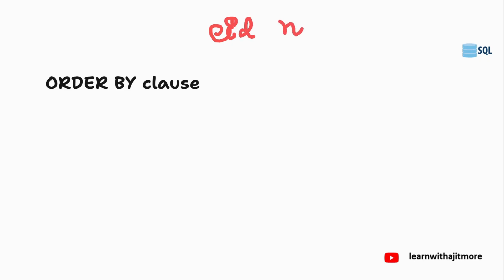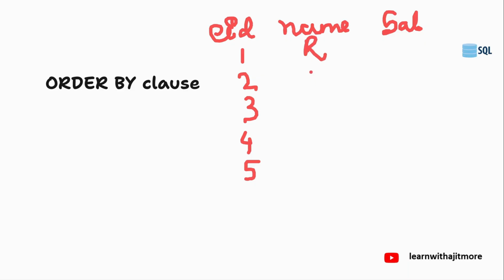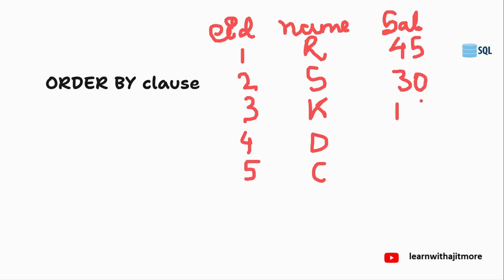Okay, name of the employee and the salary of the employees. We have 1, 2, 3, 4, 5, some employees. Names can be there: Ram, Sita, Krishna, Damodar, Chaitanya. And their salaries, whatever, I'm taking 45,000, 30,000, 15,000, 65,000, then 25,000.